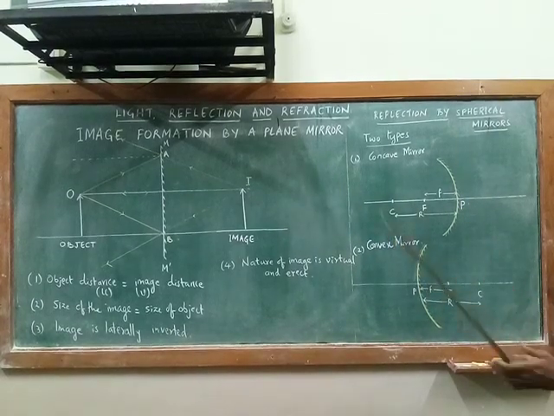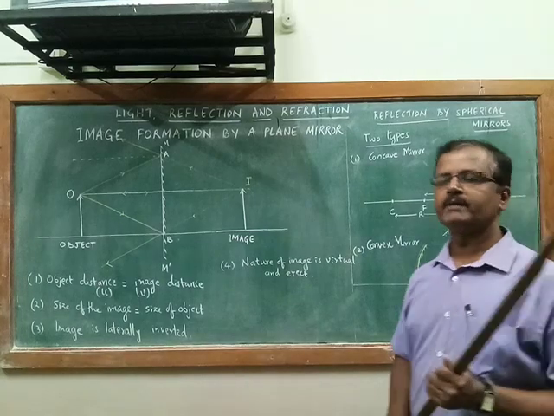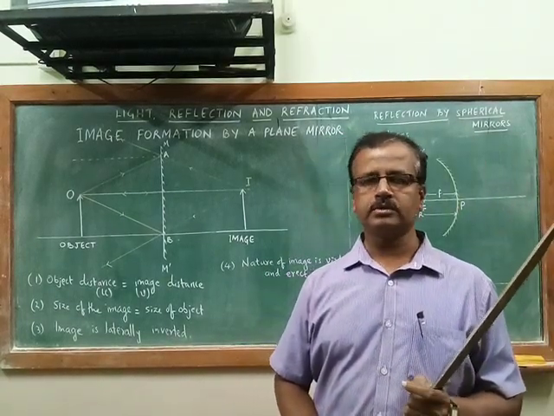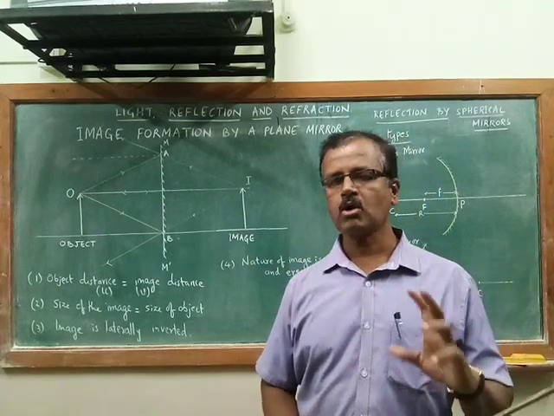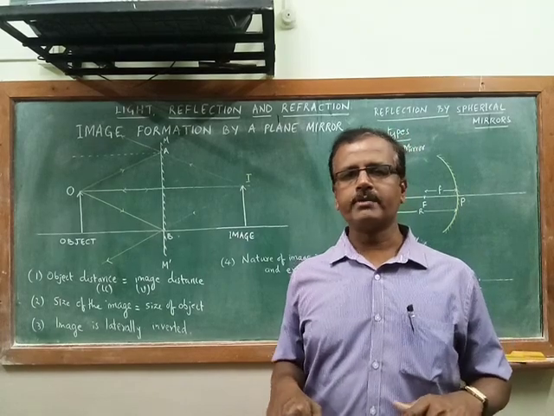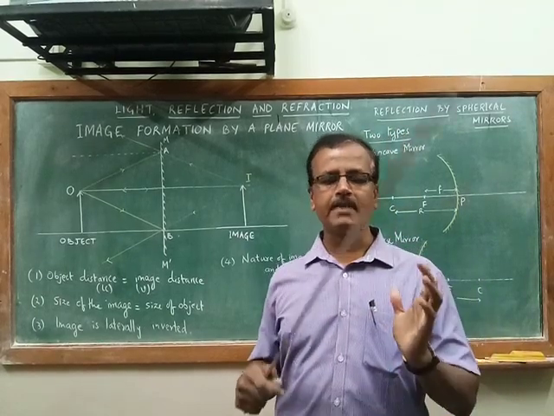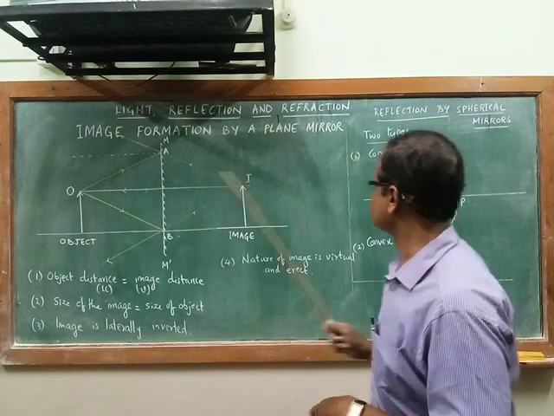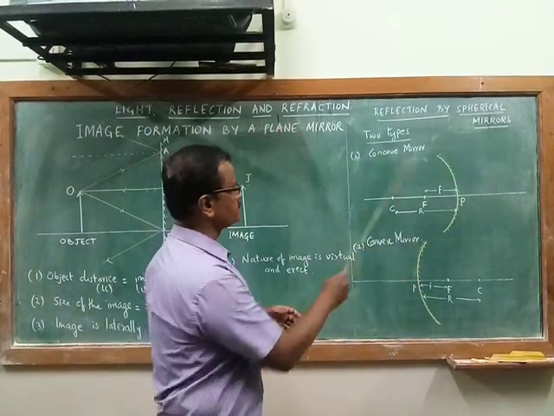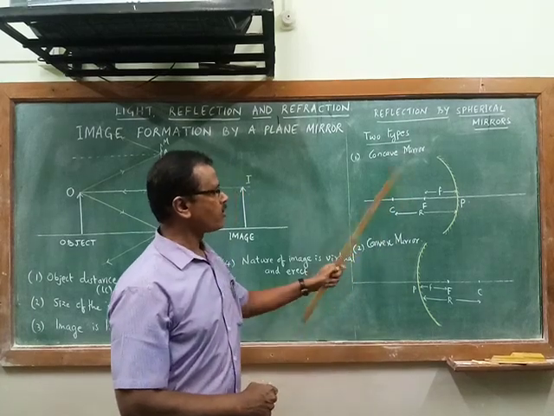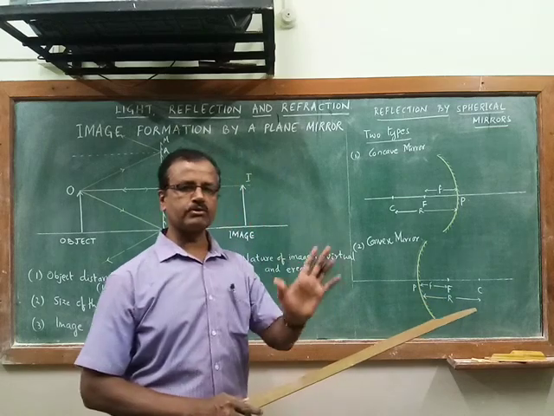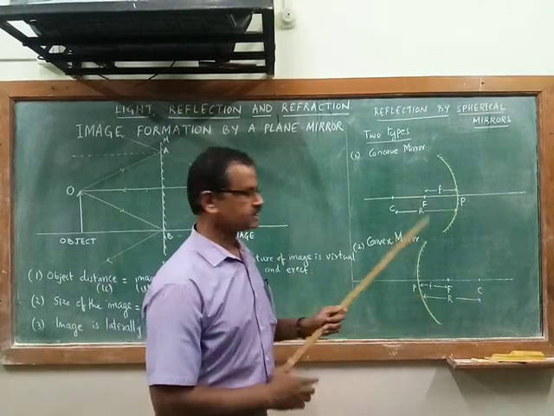Now let us study spherical mirrors. What do you mean by a spherical mirror? As you know, there are two types: concave mirror and convex mirror. A concave mirror is a mirror whose surface is bulged inwards. The mirror whose reflecting surface is bulged outwards is called a convex mirror.